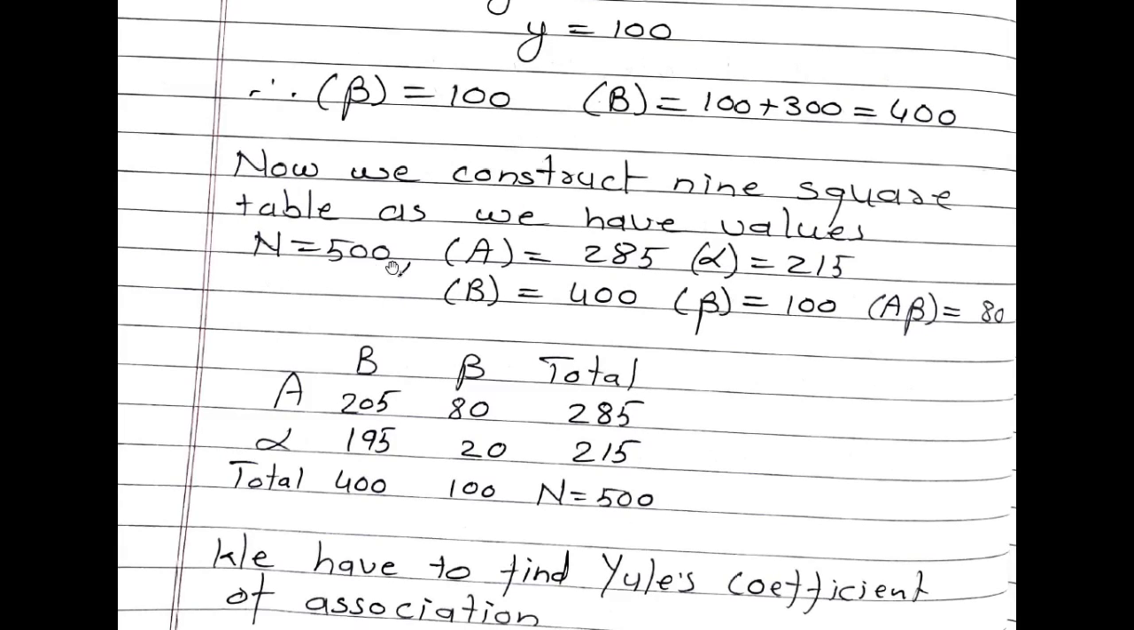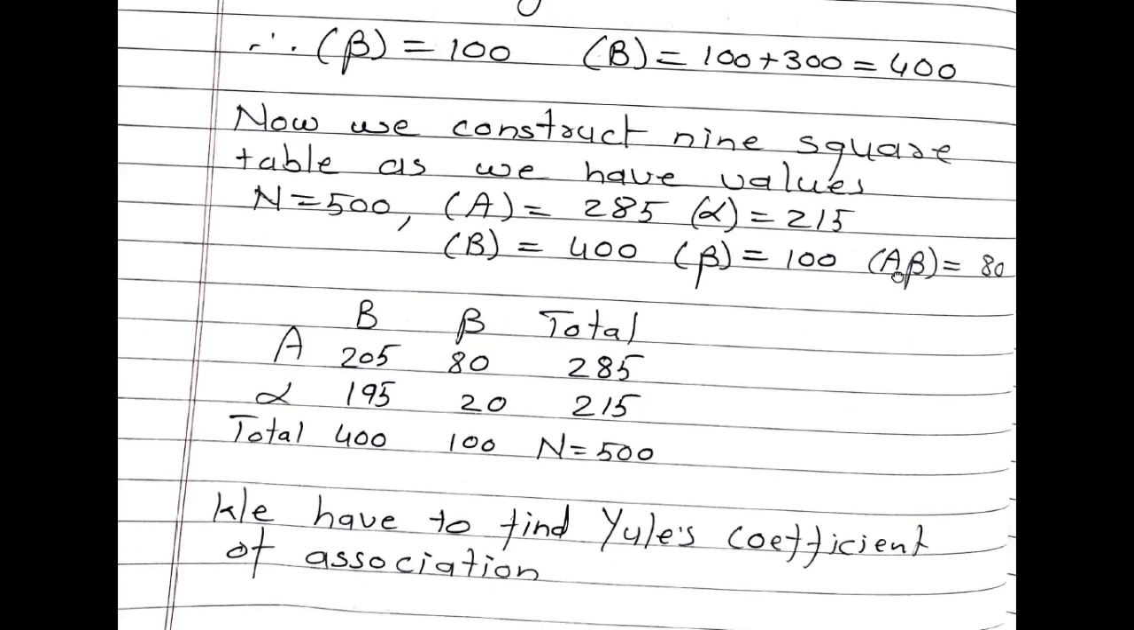N is equal to 500. Frequency of class A is equal to 285. Frequency of class B is equal to 400. Frequency of class alpha is equal to 215. Frequency of class beta is equal to 100 and frequency of class A beta is equal to 80. We will find the remaining class frequencies by putting all these values in a 2 by 2 contingency table.